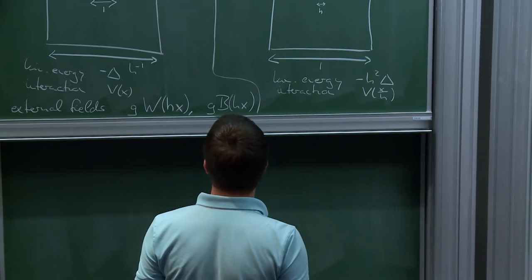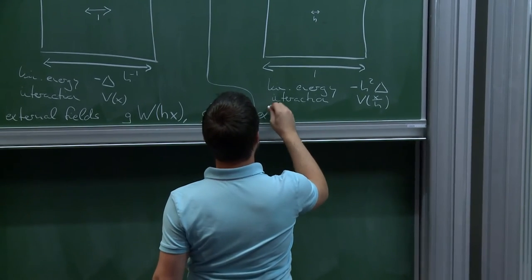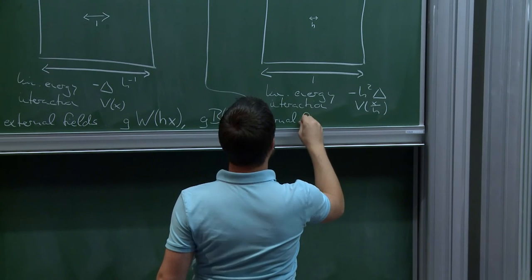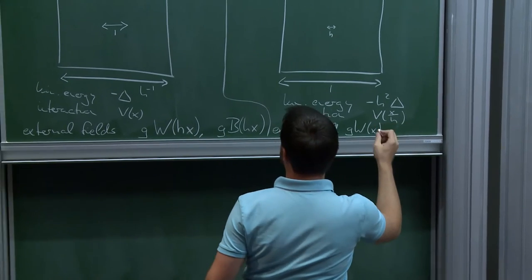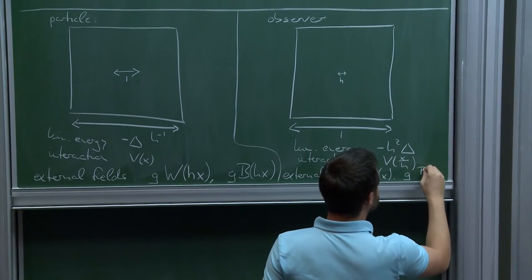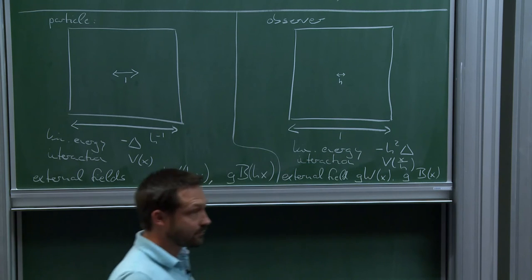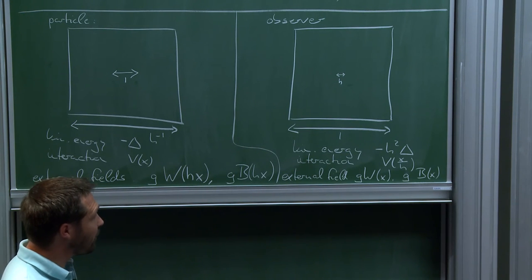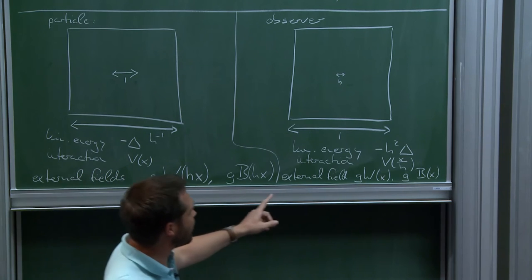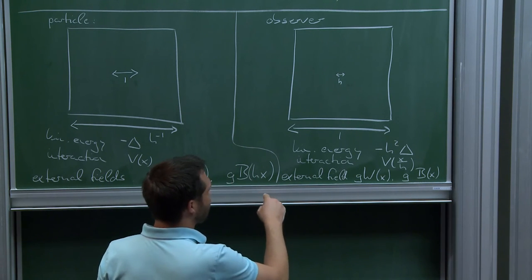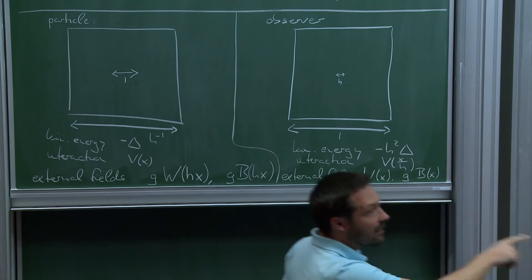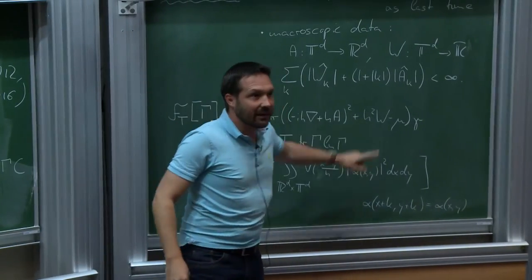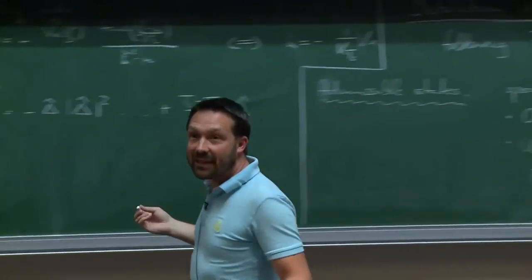Now, how about the external fields? Well, they are just G W of x and G B of x. One thing we should remember, what I want to address now, is that both here have a G in front, the same strength, whereas over here it seems like the A has an h and the W has an h squared. That comes from the fact that what is the magnetic field?